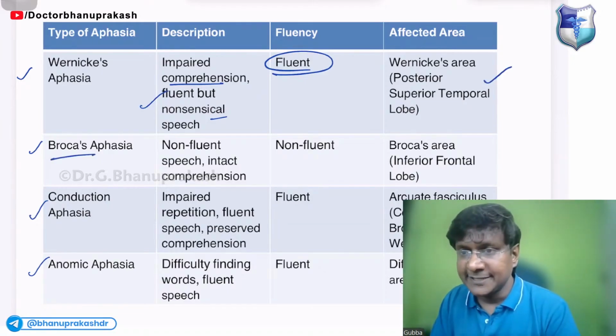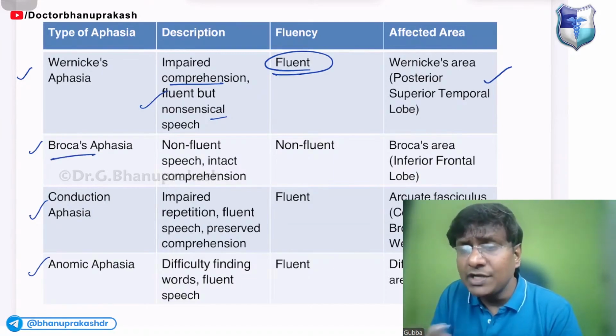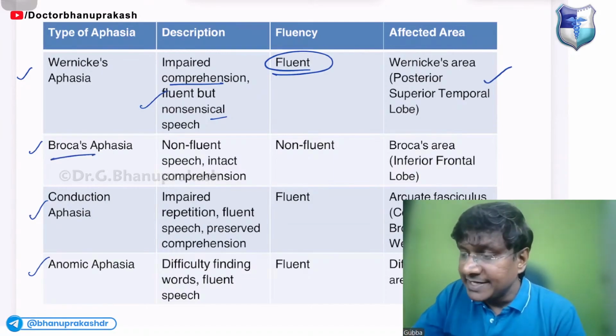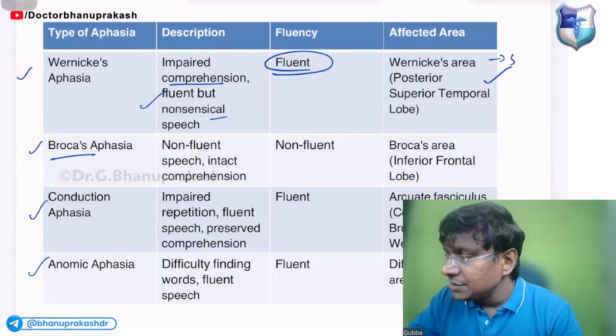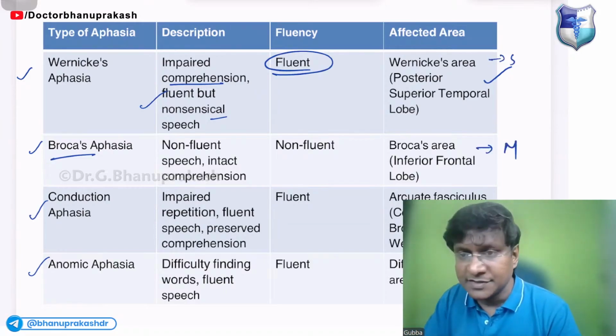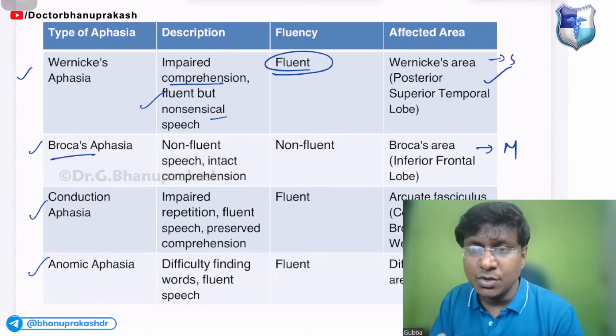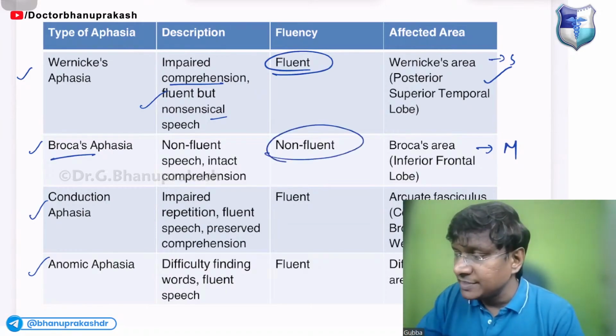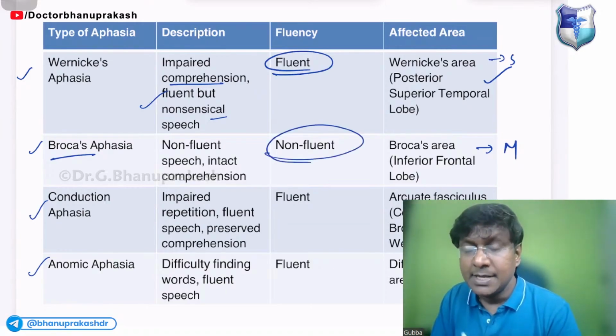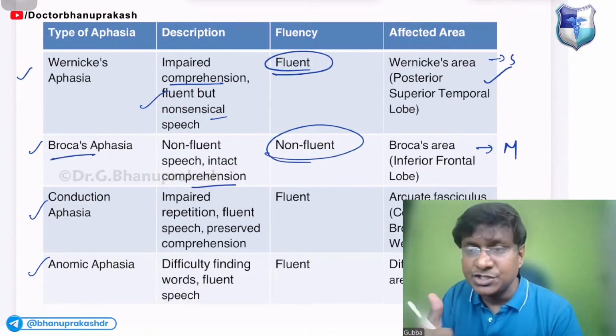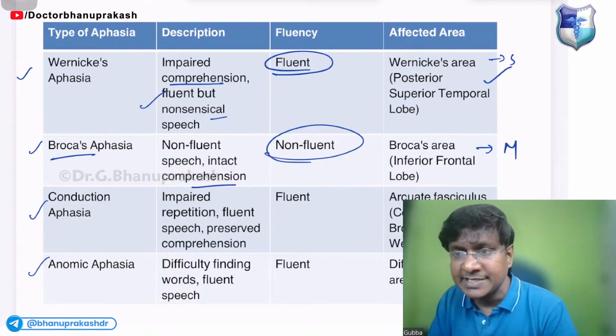Next, Broca's aphasia, which is the motor part of speech. Wernicke's area is the sensory part of speech. Broca's area is the motor part of speech. So once Broca's area is gone, the motor output is lost. So the individual will have non-fluent aphasia. But how is the comprehension? Comprehension will be intact because Wernicke's area is intact.